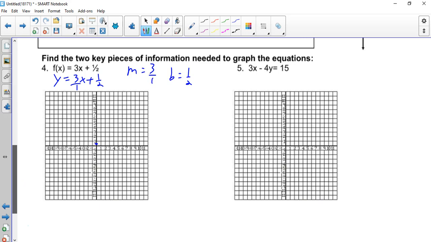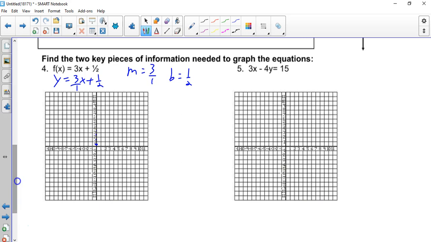So I'm going to go up 3, 1, 2, 3, stay in between, right 1, and there's my point. Actually, I'm going to go off the graph. So I also go down 1, 2, 3, left 1. And if I draw my line using a straight edge, hopefully, you get a nice perfectly straight line like that.